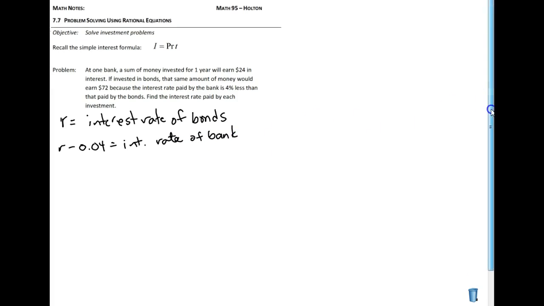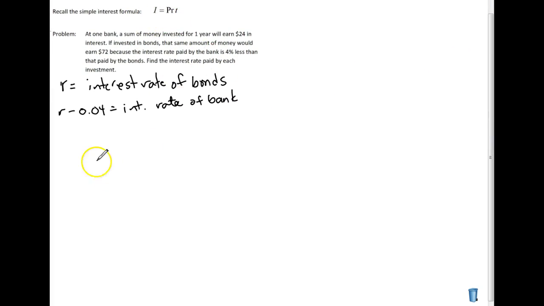Okay. So now I'm going to use this formula and pull it together. So first let's do the bank. $24 is how much interest we earn, and that is equal to our principal amount that we invest, which we don't know exactly, times the interest rate of the bank, which is R minus 0.04, times our time, which is 1. And then for our bonds, we earned $72 in interest, and that is equal to our principal amount, again unknown, times our interest rate, which for the bonds is just R, times our time, which is 1.